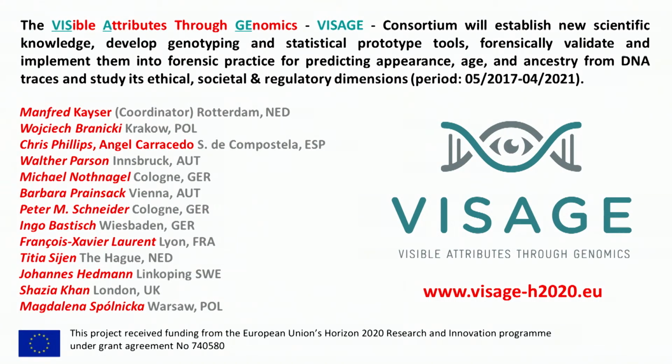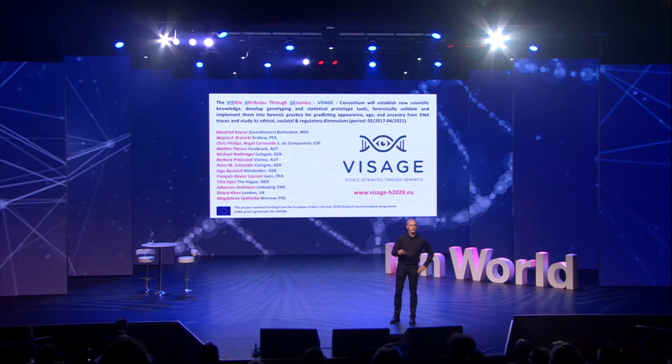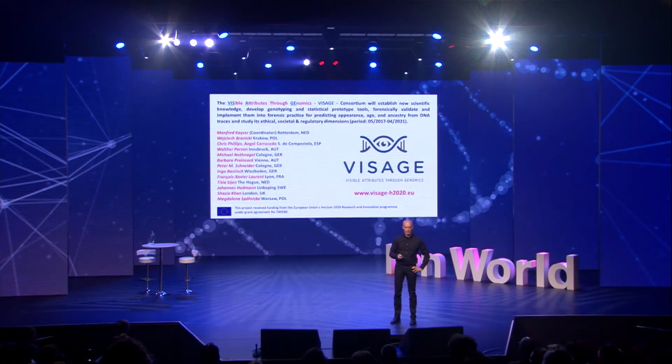I would like to mention an EU Horizon 2020 research project that just started a couple of months ago, VISAGE, where we are looking at exactly this prediction of pigmentation, ancestry, and age, and trying to optimize those systems. A lot of ethics discussion is involved here, which is extremely important, but still, the technology is not at its final stage. We need to invest more here.